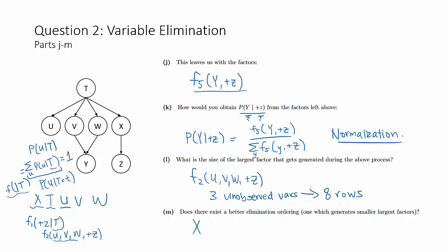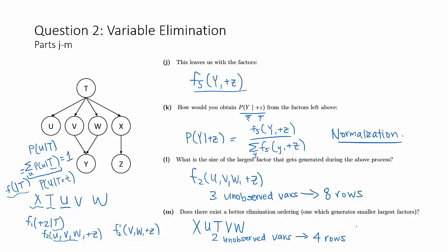That means that now, when we join and sum over t after eliminating u, let's write that down. So we have u, and then we're eliminating t. We'll create a new factor that looks like f2 prime of v, w, and plus z, because we no longer include the factor of p of u given t. And so let's include v and w to finish this ordering up. This ordering will contain a largest factor size of 2 unobserved variables, which means that the largest factor generated has 4 rows, assuming that the variables are binary.